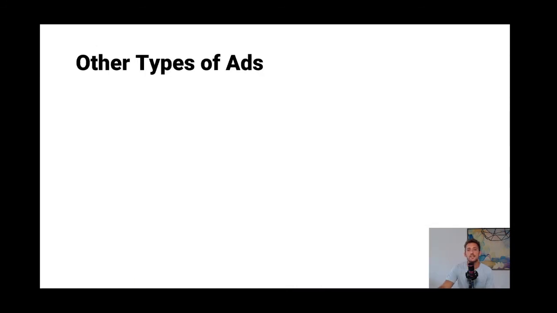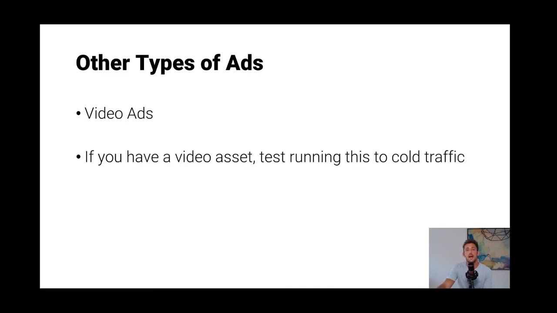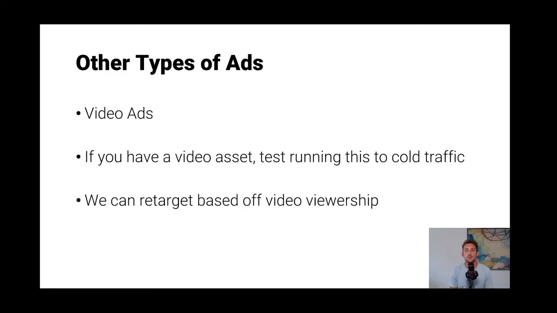Some other types of ads that you can run to cold traffic include video ads. Now, these tend to work really well. So if you have a video asset, I would definitely recommend testing running that to cold traffic. And then what this allows us to do is retarget based off of video viewership. So we can run ads to anyone who have watched 50% or more of this video ad. So this is typically a really good way to start warming up our audience for a pretty low cost in Facebook's mind.